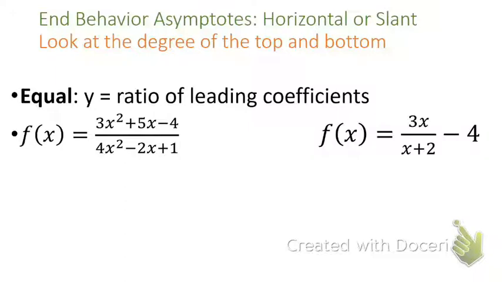Okay, notice that for these two examples, can you see what I mean when I say balanced? The highest power is 2, the highest power is 2. These are balanced. So you're going to divide your leading coefficients, which are 3 and 4. So you would have a horizontal asymptote at y equals 3/4.